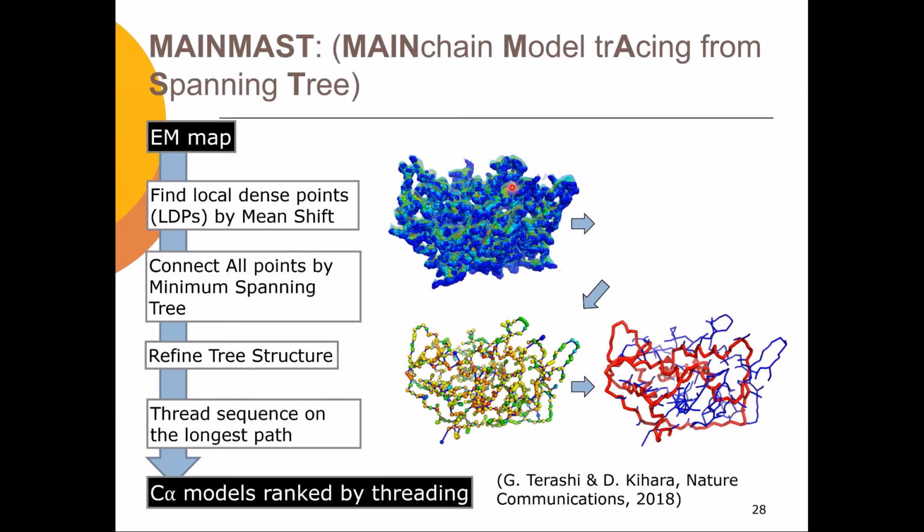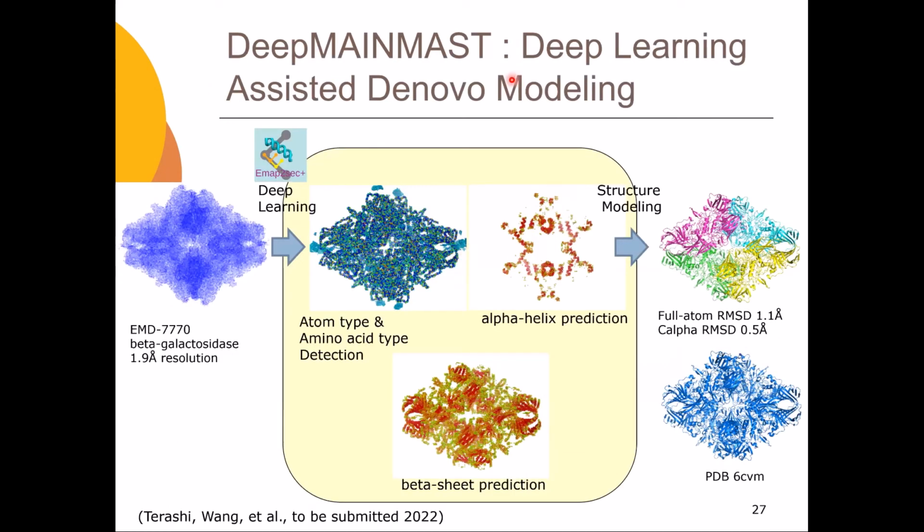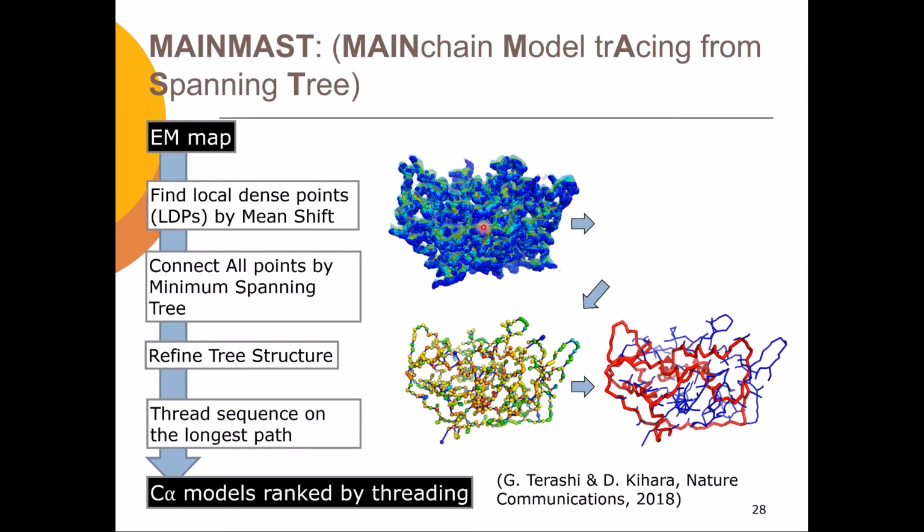So here we compared this deep learning based Deep MainMast. We have a structure modeling tool called MainMast, which does not use the deep learning detection at all. So let me just quickly explain how MainMast works. This is from a couple of years ago.